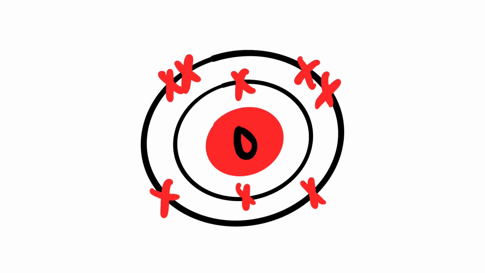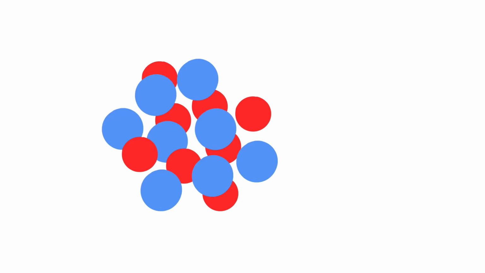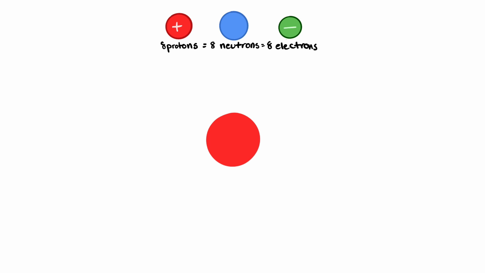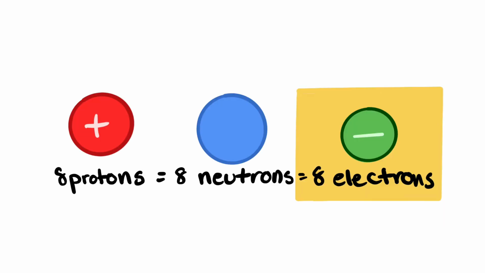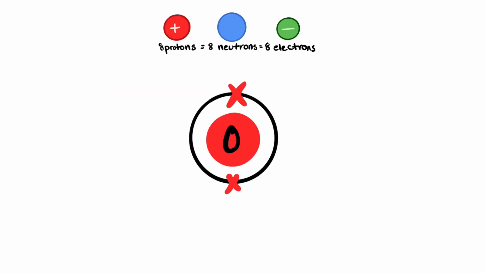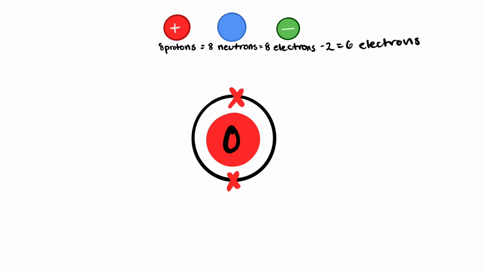We can draw a very simple version of what this looks like. This is the 8 protons inside oxygen, and this is the matching 8 neutrons. In most models, this is condensed into a simple circle with the element number or the proton number written on it. For the electrons, it's a little more complicated. The first electron shell has a max capacity of 2 electrons, and it needs 2 electrons to be stable. Oxygen has 8 electrons, meaning we'll fill those first 2 and have 6 left over.